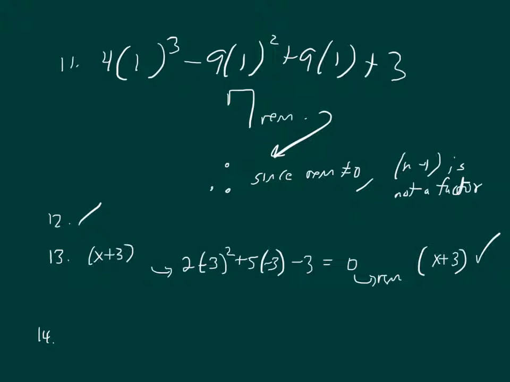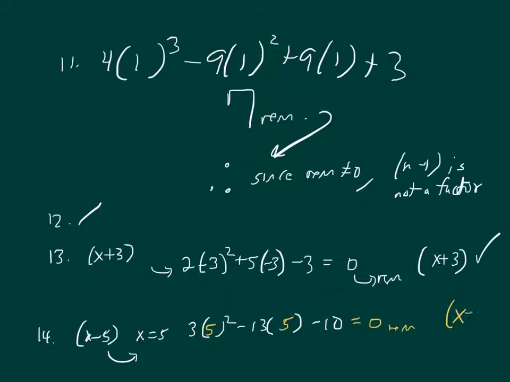Likewise, in number 14, it should read x minus 5 here. Make sure you have the x minus 5. And that means if we plug in x equals 5 into our 3x squared minus 13x minus 10, again we're plugging in a 5 because the factor was x minus 5, we do get the same 0 here, which is the remainder, and that means that x minus 5 is a factor. Check.